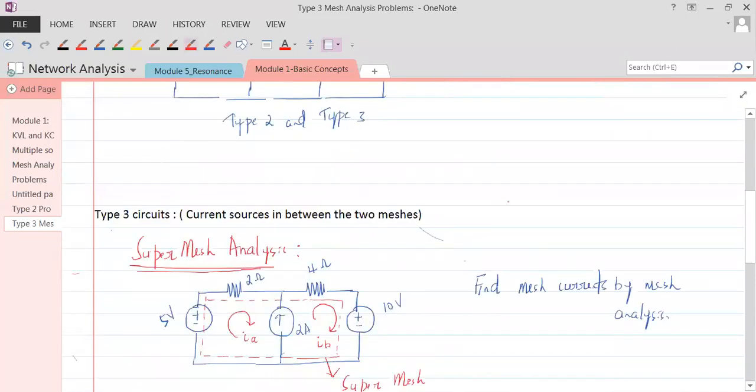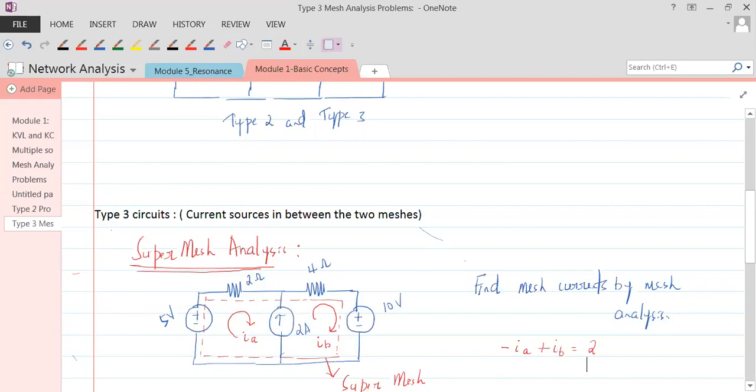This is, see here, the constraint equation: minus IA plus IB equal to 2. This is our second equation. Everybody understand this? Why is this minus IA? Minus IA because it is flowing opposite to the 2 ampere. Why is it plus IB? Because this IB is flowing in the direction of the 2 ampere. So it is minus IA plus IB equal to 2. Everybody get that point? Fine.